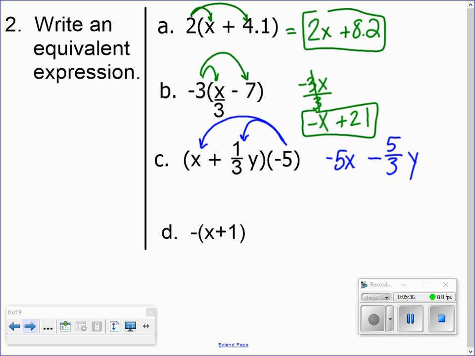Remember that when you're multiplying to a fraction, the whole number gets multiplied to the numerator, and then you simplify if necessary. Recognize here, this is another way of saying negative 1 times x plus 1. So you're going to multiply or distribute the negative 1 or the negative sign throughout. So this would change to negative x minus 1.